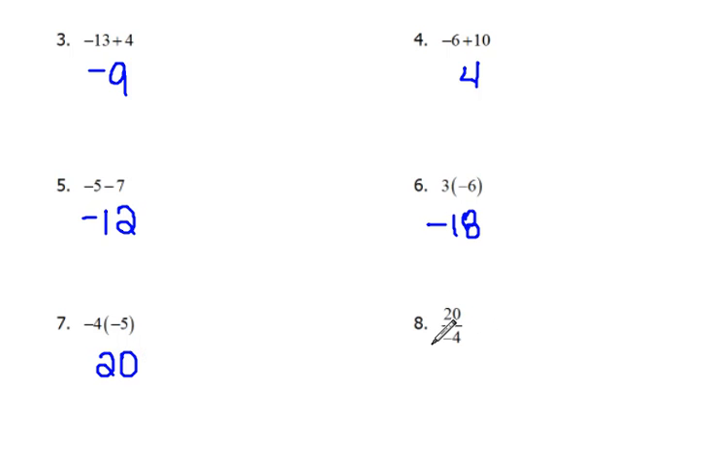Now lastly, we're dividing, but the rules are the same as multiplying. We're going to just go ahead and divide first. 20 divided by 4 would be 5, but our signs are different. That means that our answer will always be negative.